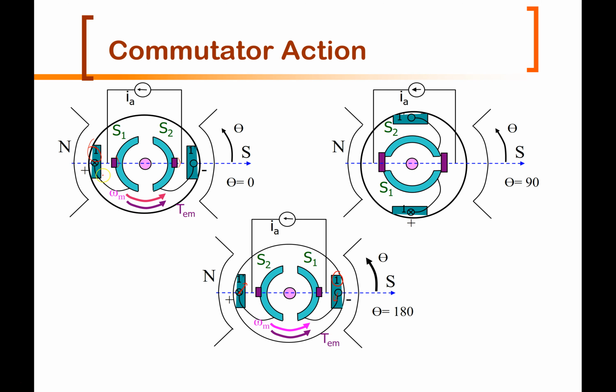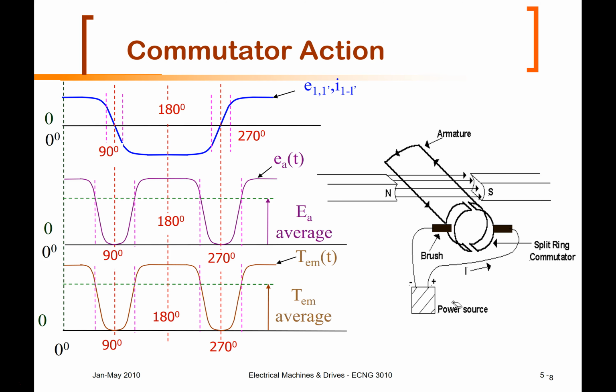So before, the current was going into 1 and coming out of 1 prime. The current is still going in on this side, on the left hand side of the winding. The current goes in all the time, and on the right hand side the current comes out all the time. So we switch the direction within the winding by having this break in the conductor. And what that creates now are these areas of zero torque.